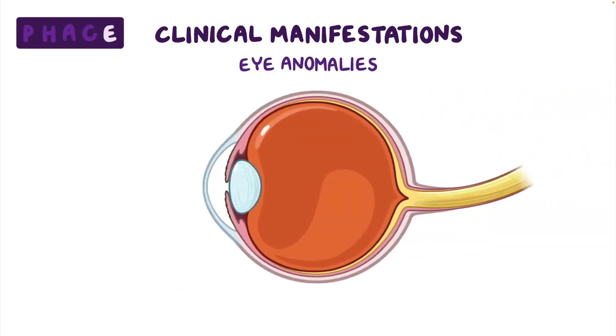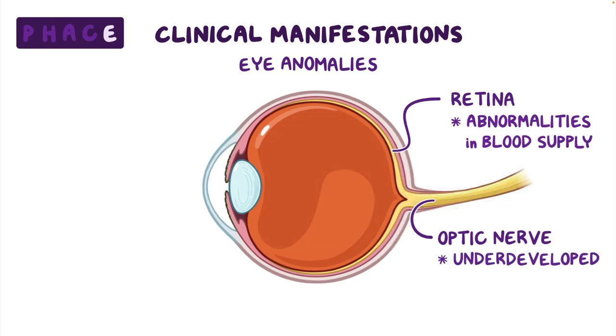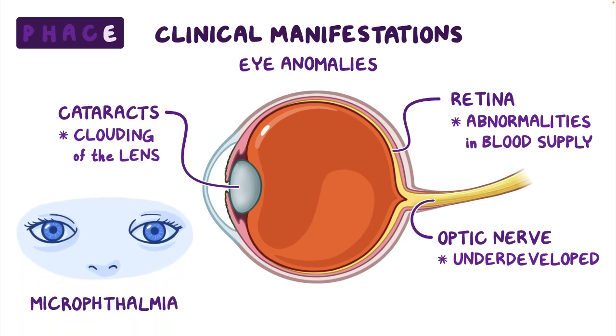Finally, eye anomalies typically affect the structures in the back of the eye, like the retina or optic nerve. The retina may have abnormalities in its blood supply, and the optic nerve may be underdeveloped, both of which may lead to vision problems. Additional eye features can include cataracts, which is clouding of the lens, and microphthalmia, or small, irregularly formed eyes.